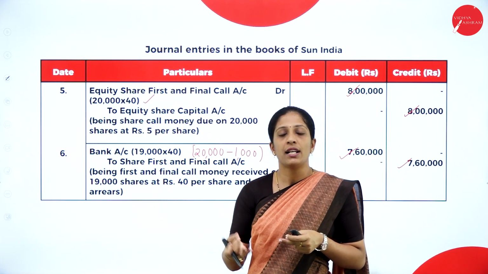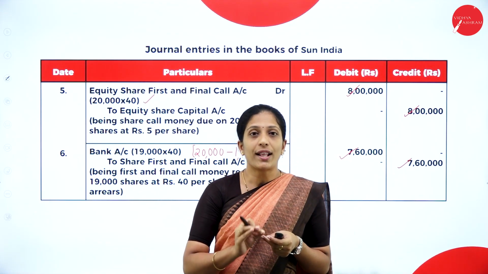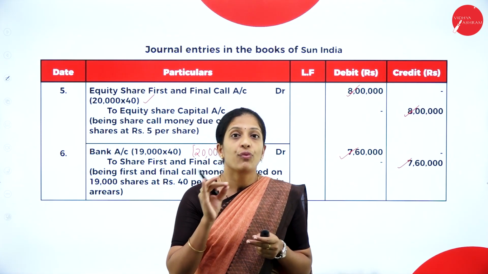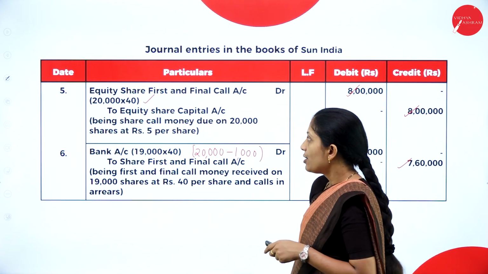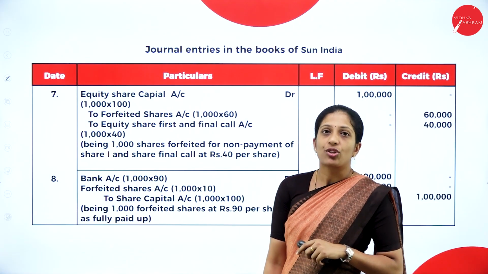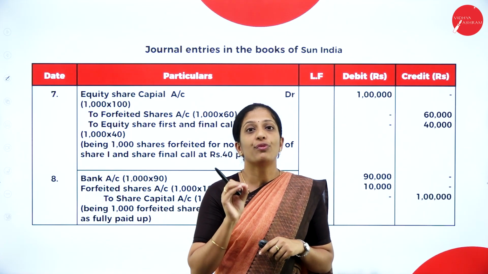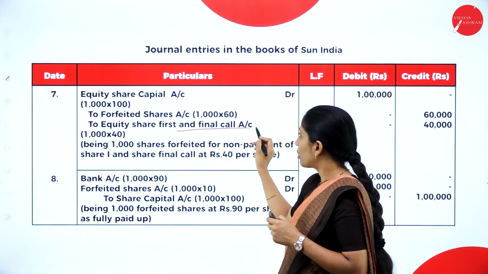So these are the stages. We have recorded the application stage, allotment stage, and first and final call. Now the 1,000 shareholders who have not paid their first and final call money, we have to cancel those shares, which is called forfeiture. Your entry will be equity share capital account debit to forfeited shares account. On which stage have we not received? On first and final call account.